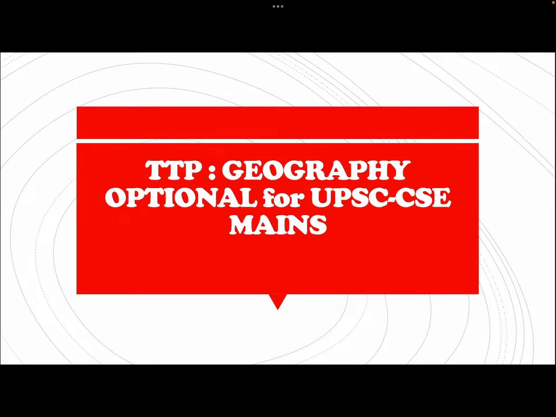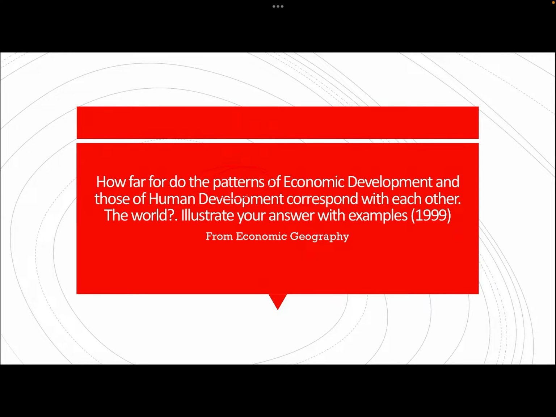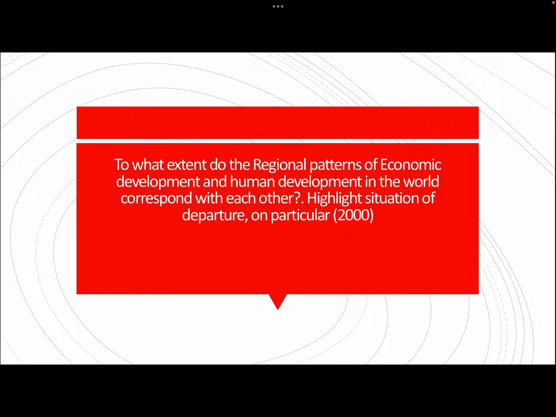Now this video is all about the brainstorming session for the previous year question paper asked in Economic Geography. The question was, how far do the patterns of economic development and human development correspond with each other? Illustrate it with examples. The question was asked in 1999. The same question was asked in 2000 also, except that they have specifically asked to highlight situations of departure.